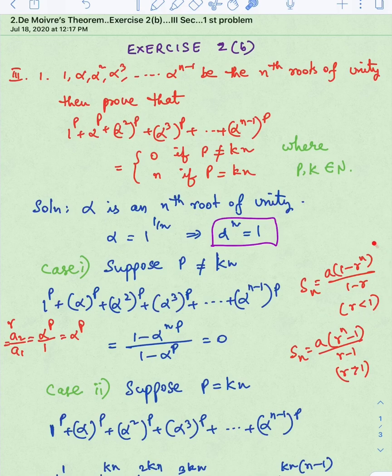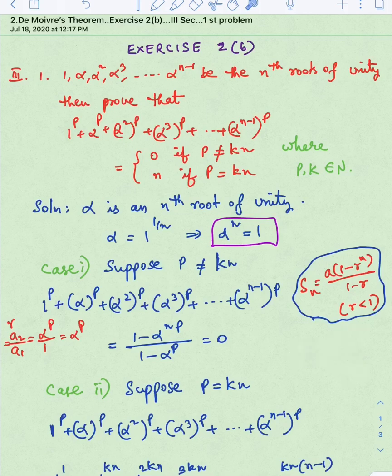There is one other formula I have written. When do we apply this formula? When r is less than 1, that is, the common ratio should be less than 1. If its value is less than 1, then this formula is applied. So we have used this formula because here r is less than 1. How can we say that it is less than 1? Alpha is an nth root of unity, which means alpha is less than 1. That's why this is less than 1, and therefore we used this formula. The other one is used when the common ratio is greater than 1, so here there is no need of it.